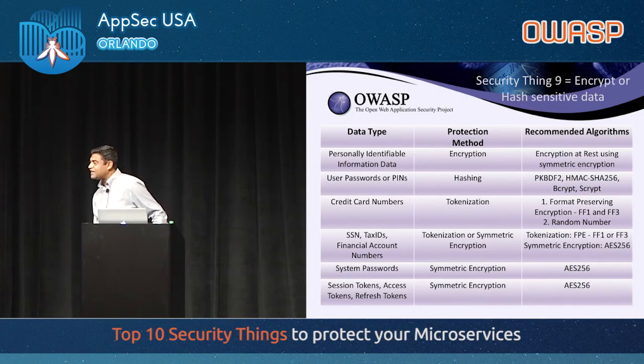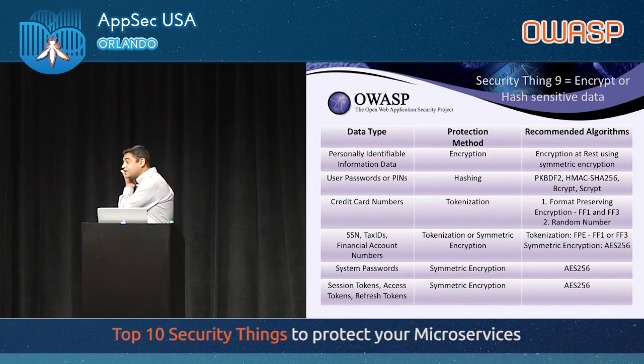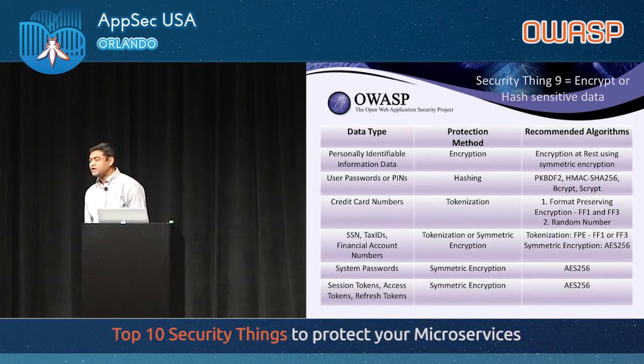Hashing is like breaking a glass, right? You should always generate a hash for user passwords and pins. Never, ever encrypt them. Always hash them. Credit card numbers. If you are storing credit card numbers, you have to tokenize them. Tokenization is different from encryption because when you encrypt, it creates a big alphanumeric blob. Tokenization is format preserving. So a 16-digit card number will give you a 16-digit token.